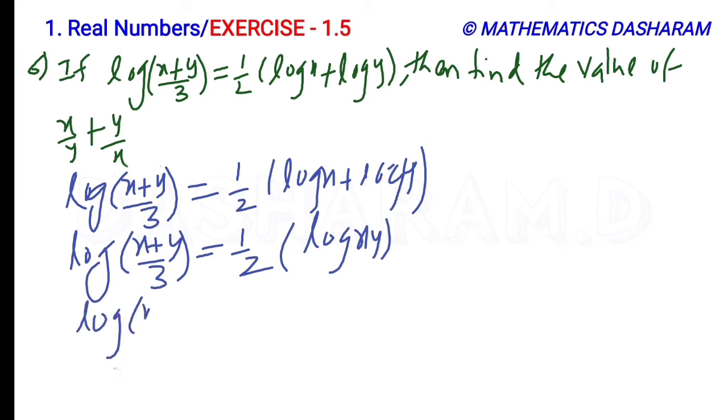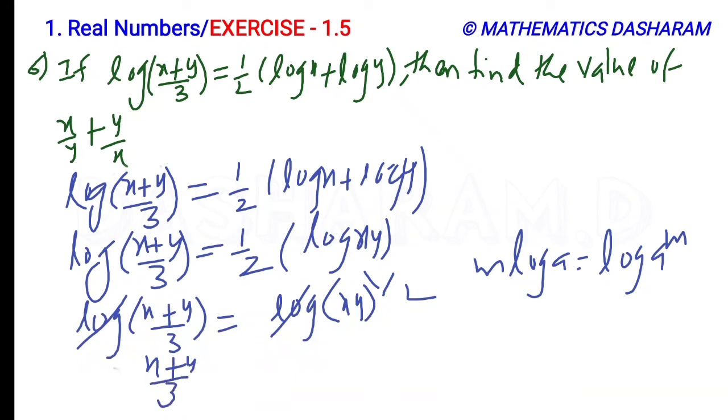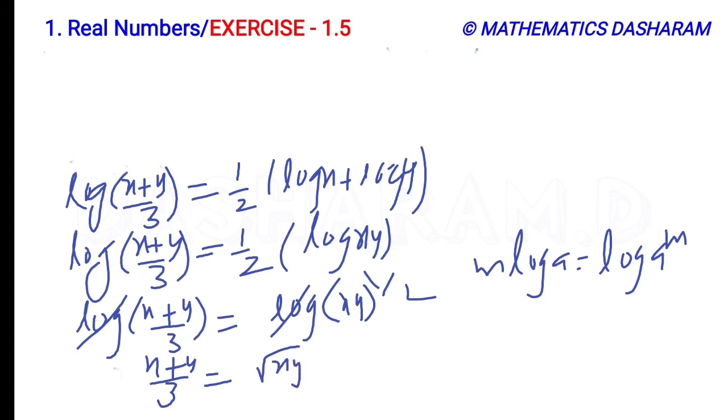Next to log x plus y divided by 3 equals to here m log a formula. So it is equals to what? Log a to the power of m. So then log xy whole power 1 by 2. Now we can cancel the logarithm on both sides. So then x plus y divided by 3 equals to xy whole power 1 by 2 means under root x into y. Now do square on both sides. X plus y divided by 3 whole square equals to under root x into y whole square.